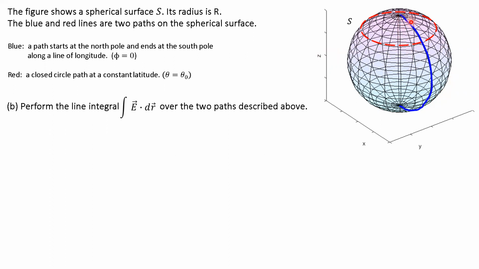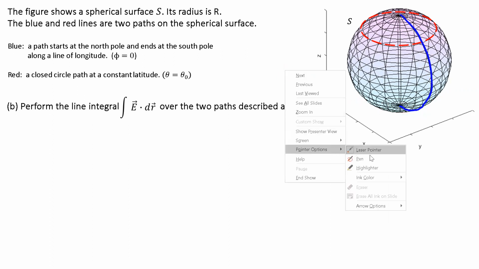If you walk along the blue path, you can see that only one of your coordinates is changing. Your r coordinate is not changing because you're always at the surface of the Earth, so your r coordinate is always capital R. Your phi coordinate, the azimuthal angle, is also not changing. The only coordinate that is changing is the polar angle theta.